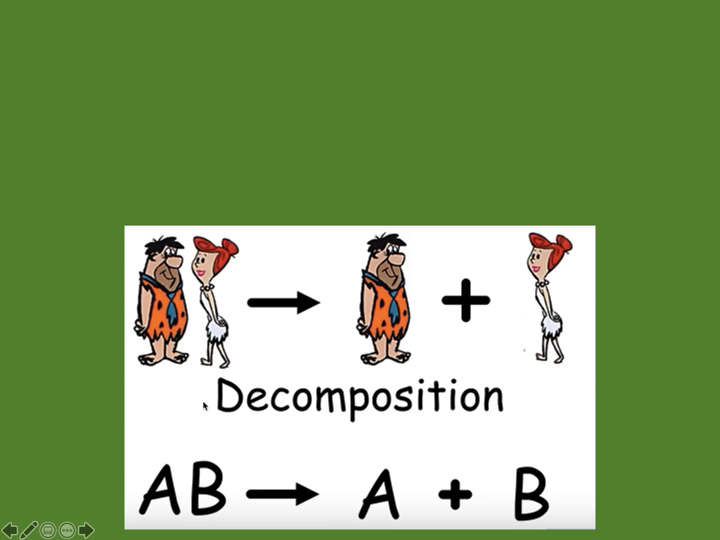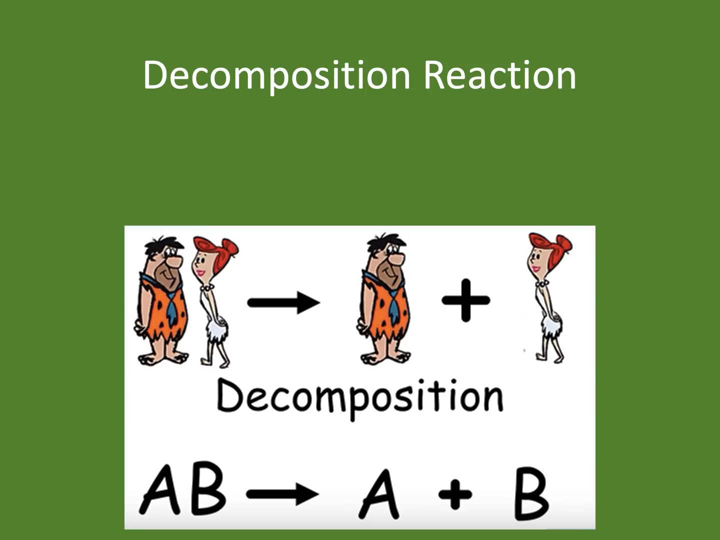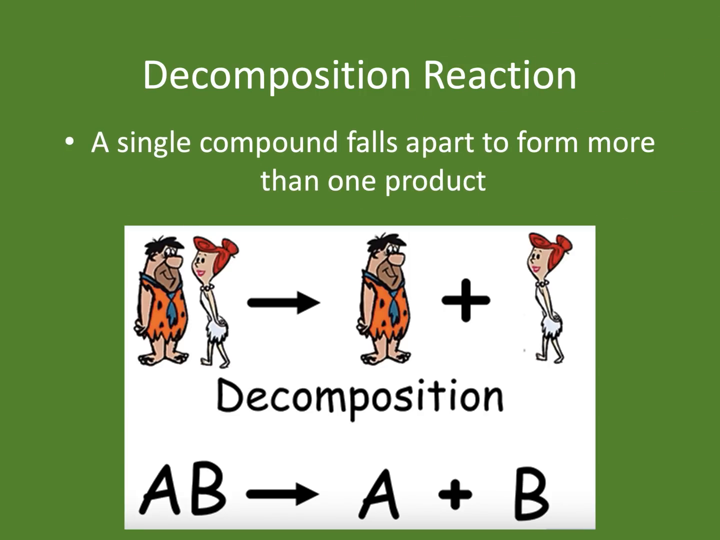My telltale sign of a decomposition is I'm starting with 1 compound, and then I'm breaking down into, sometimes it's 2, sometimes it's 3. It really depends on what we're starting with. So in a decomposition reaction, a single compound falls apart to form more than 1 product. So we have 1 reactant and 2 or more products.